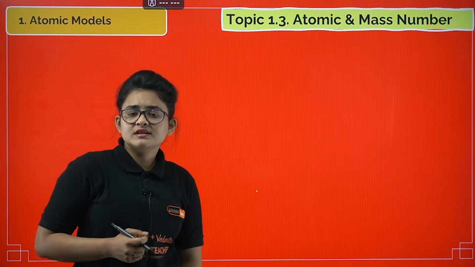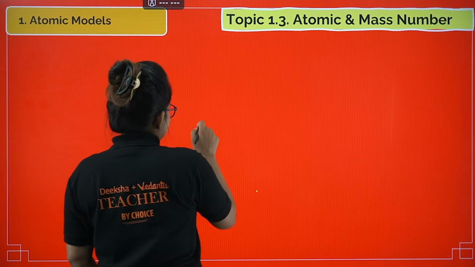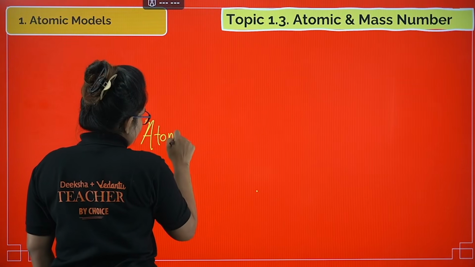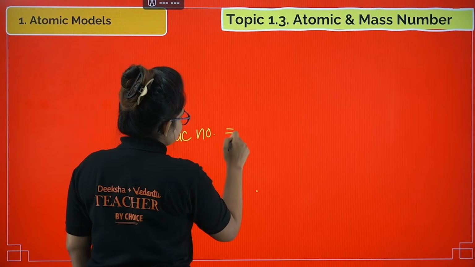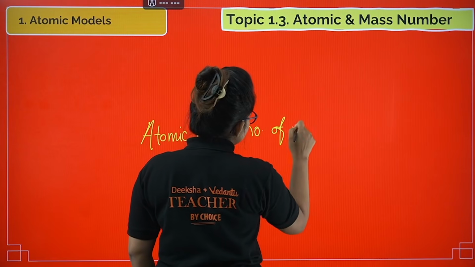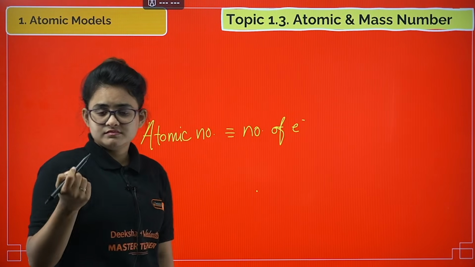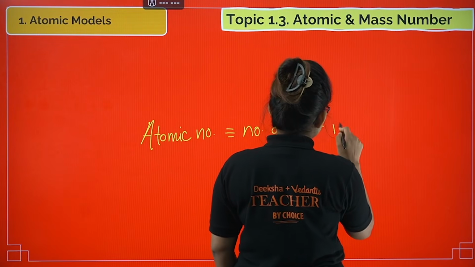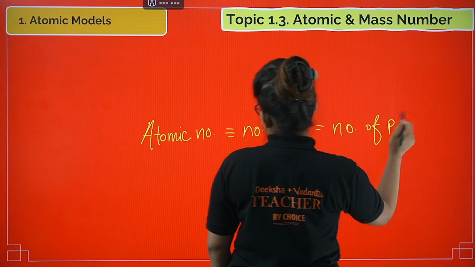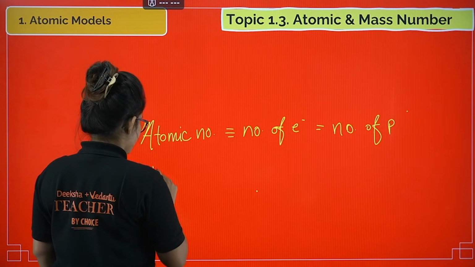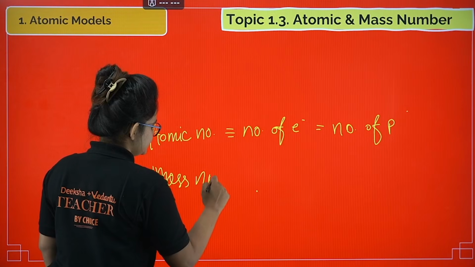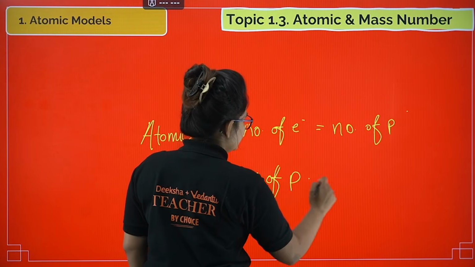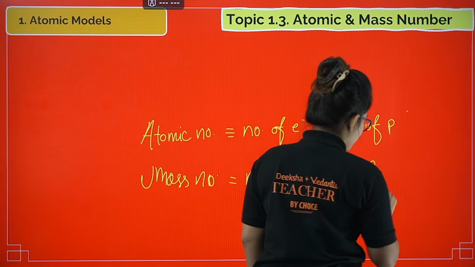What is the atomic number? The atomic number of an atom is the number of electrons, and in a particular atom, in order to maintain electrical neutrality, the number of electrons should equal the number of protons as well. The mass number is equal to the number of protons plus the number of neutrons.